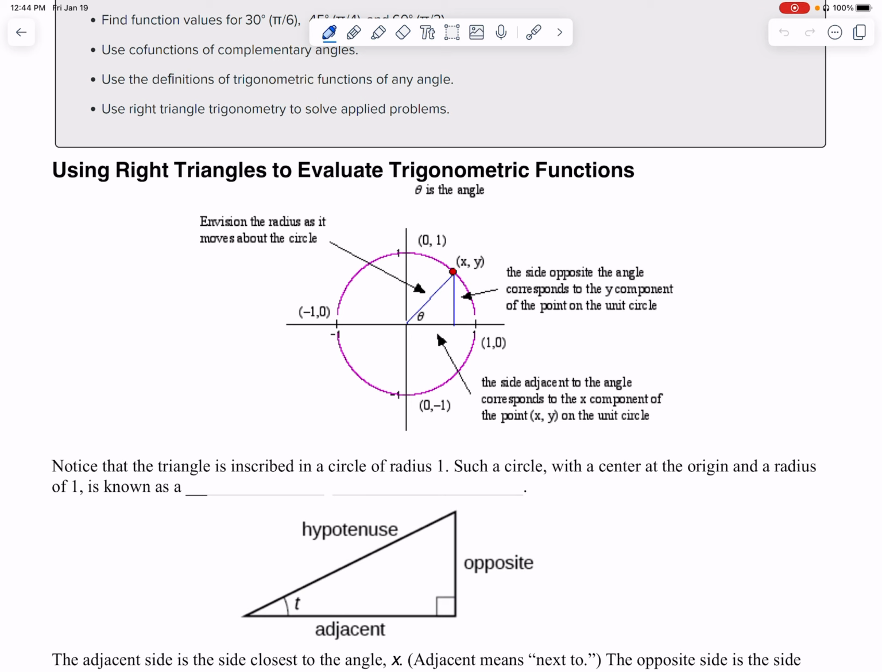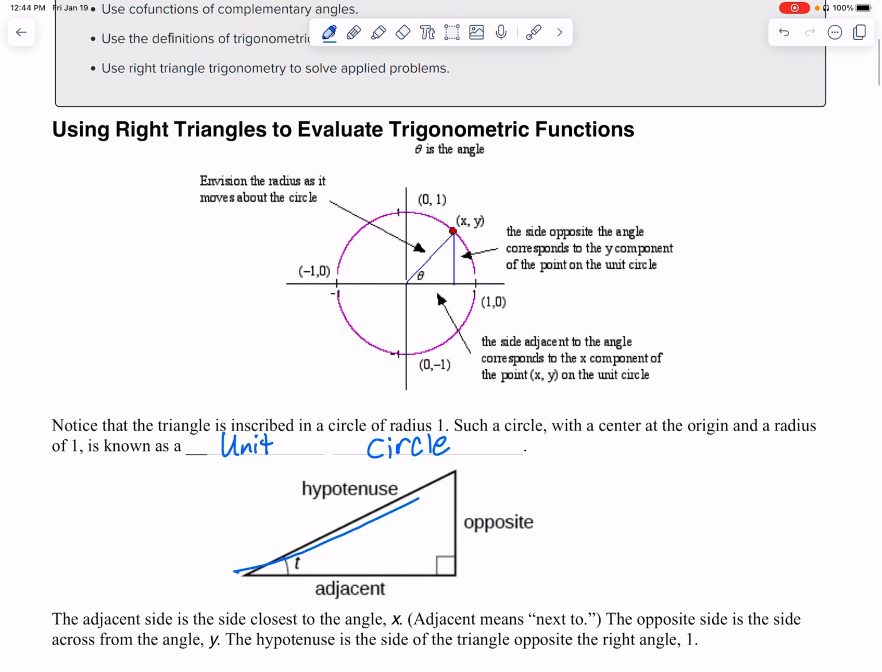First, I want you to notice we're going to put a triangle inscribed in a circle of radius 1. This circle at the origin of radius 1, you know this already, is called the unit circle. All right, so what they're going to describe here, you see the triangle there, but here's the triangle. It's easier for me to point at things down here. I'm given an angle, and we have actual sides according to that angle.